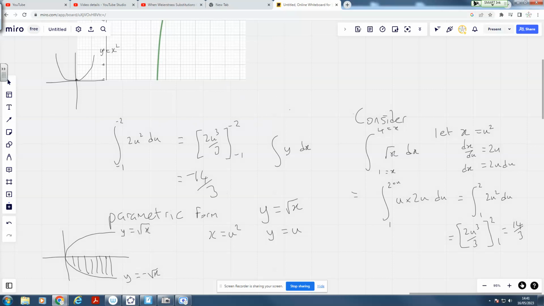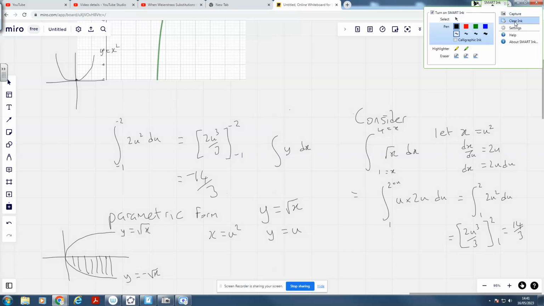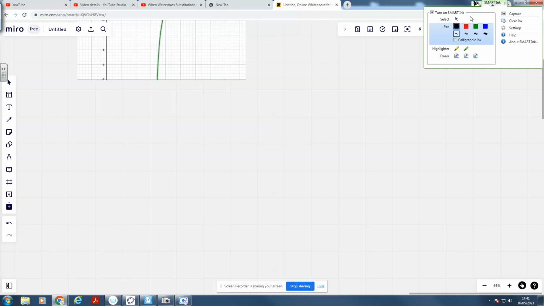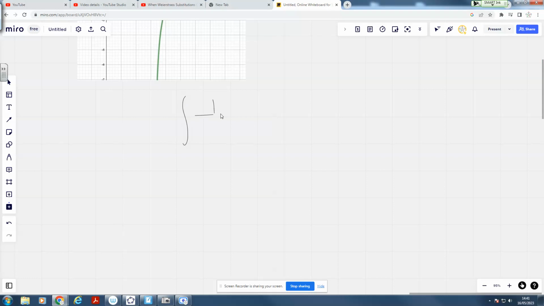Anyway, let's choose another one. Let's learn a little bit more about what we're doing here. Let me clear all the ink. And let's think now about, right, what about if we were doing this one. Okay, 1 over root 1 minus x squared, yeah?